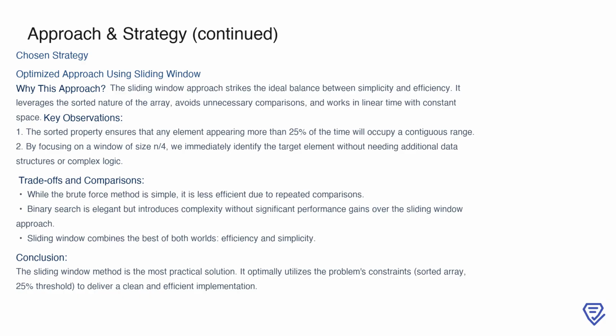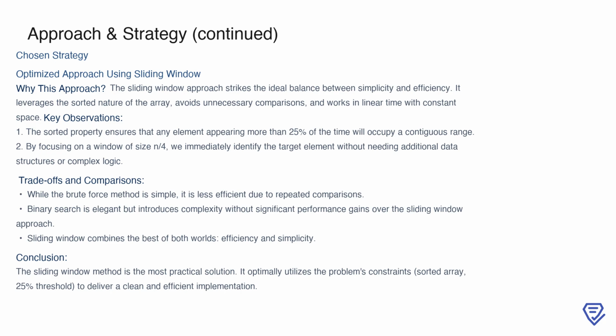The key observation here is that any element appearing more than 25% of the time will occupy a contiguous block in the array. By focusing only on a window of size n/4, we can pinpoint the target element without needing additional data structures or overly complex logic.